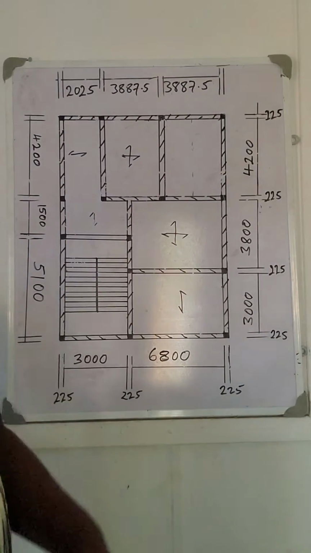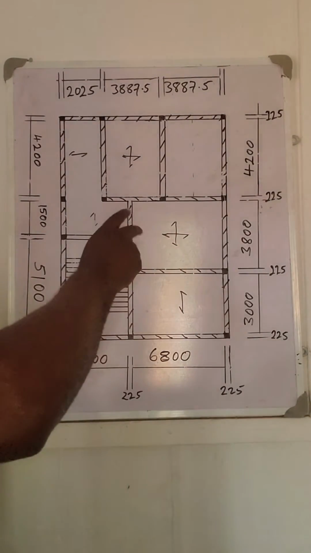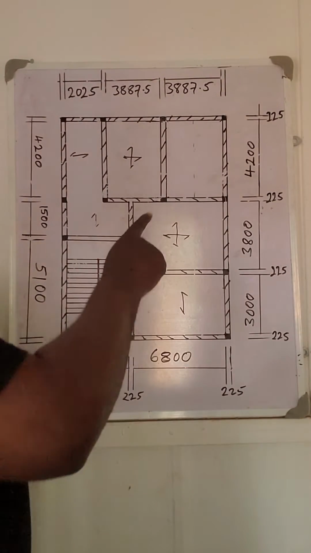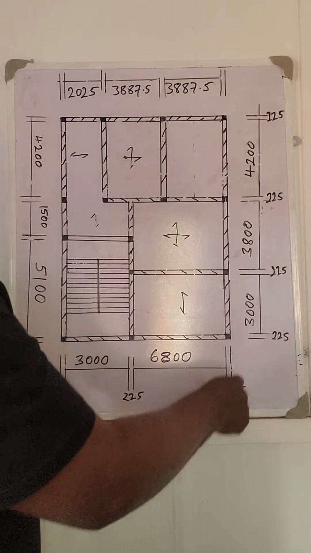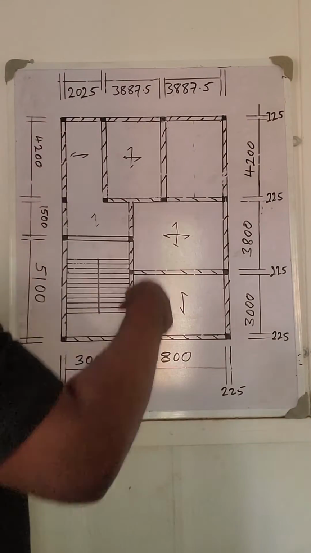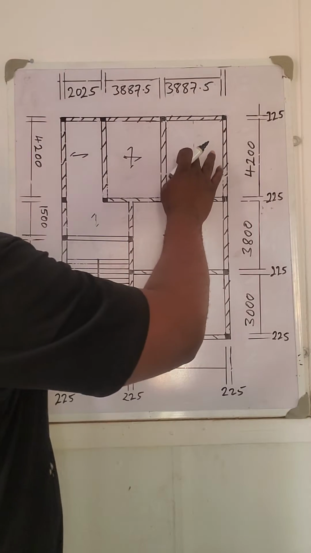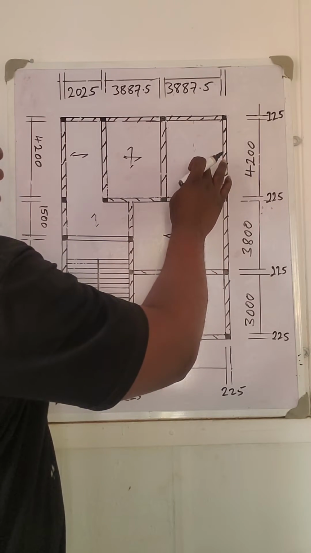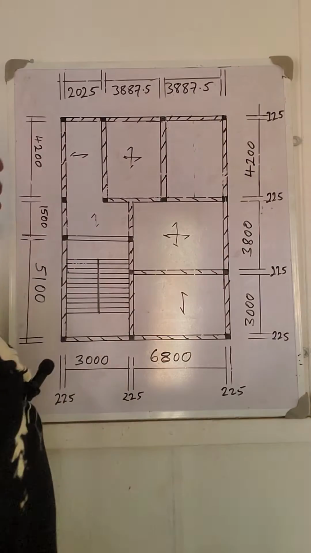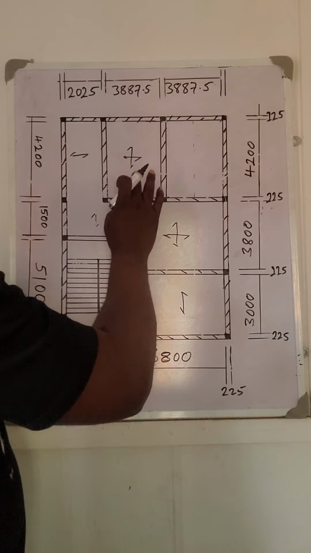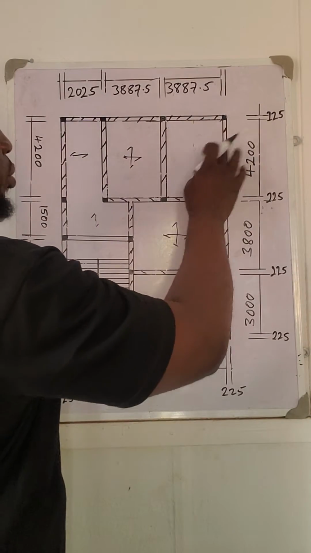Today we are going to continue from where we stopped. We are done with the slab design, so we are now moving on to the beam design. You can see these are the beams. For today, we are going to be talking about how the slab transfers load to the beams.